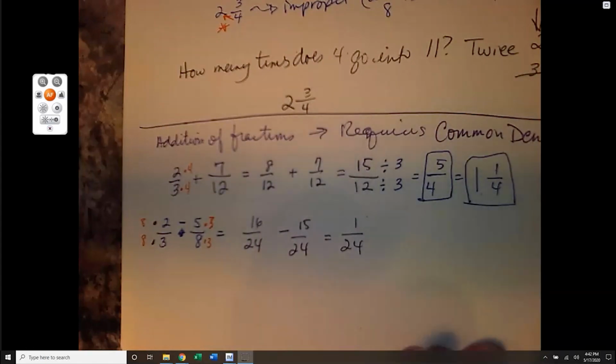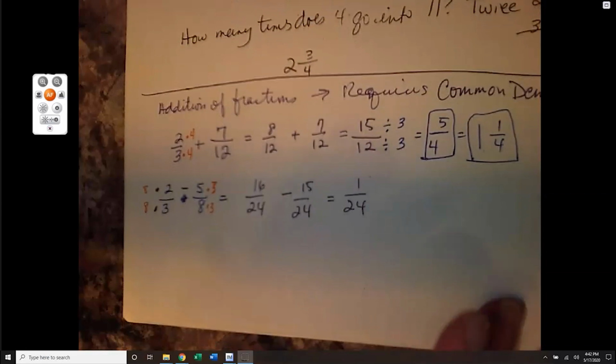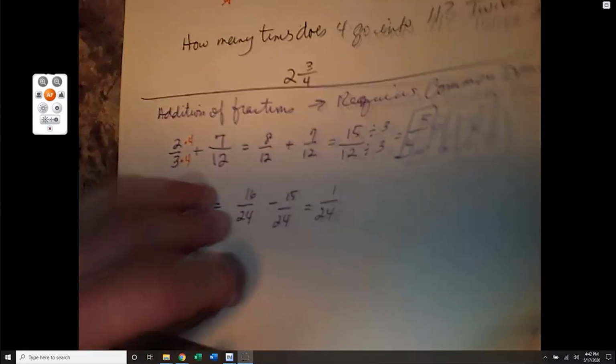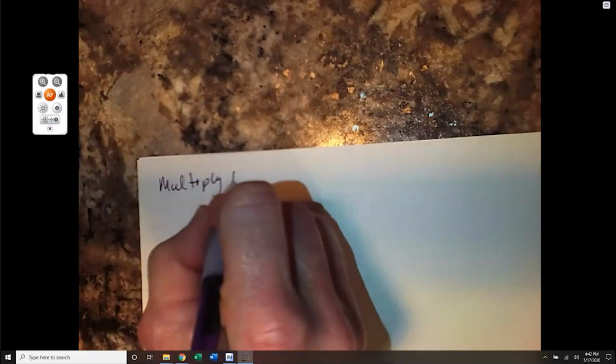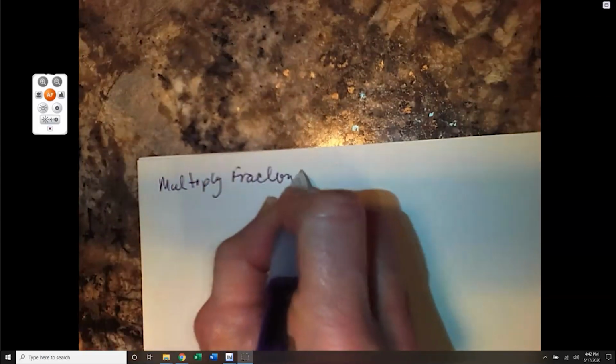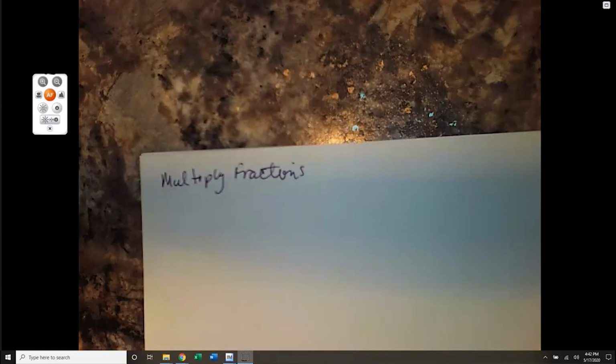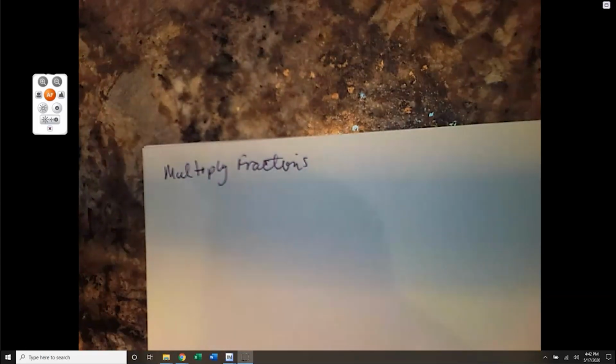Okay, so the next piece, get a new piece of paper here. The next piece is multiplication and division. So just like addition and subtraction have a lot in common, so do multiplication and division. So we want to multiply fractions. So multiplication is the easiest one.